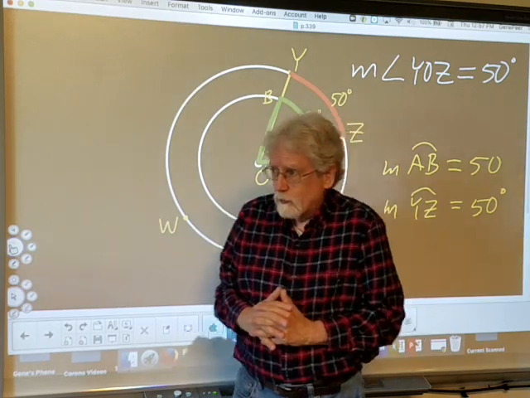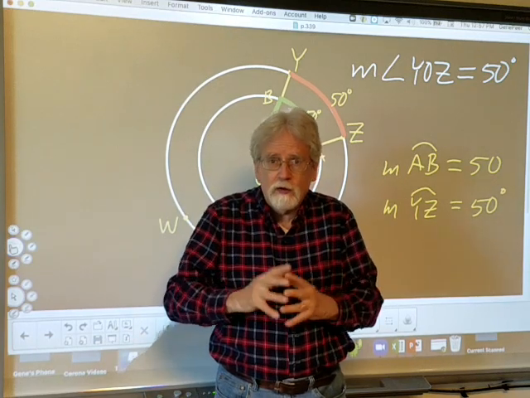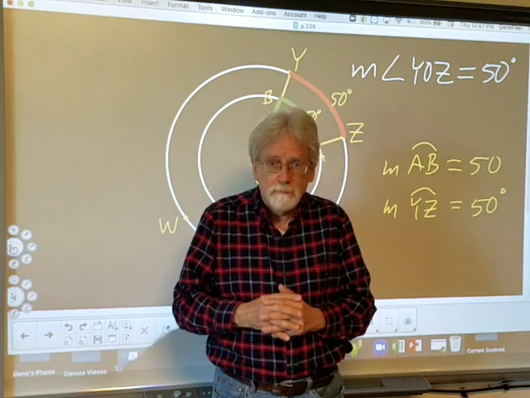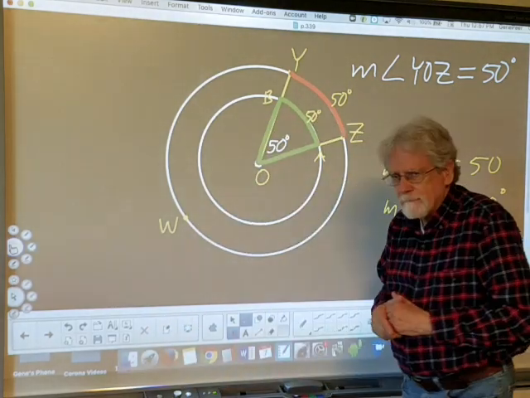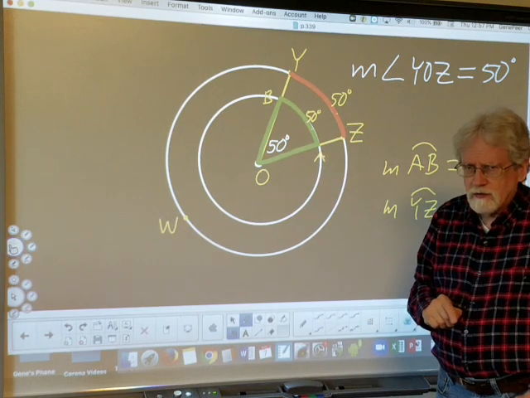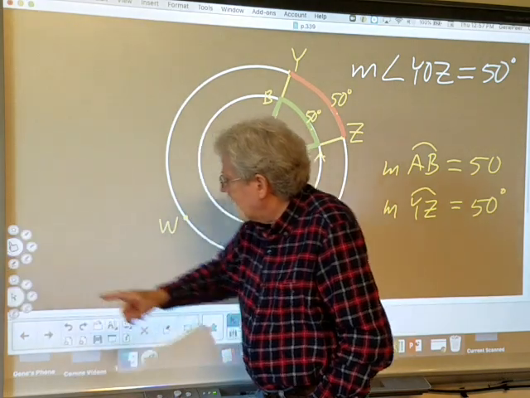We're used to the concept that if things' measures are equal, then they are congruent. Congruent meaning same size and shape. But here we have two arcs that have the same measure. Would you say they are congruent? In fact, I think I could be fancy here.